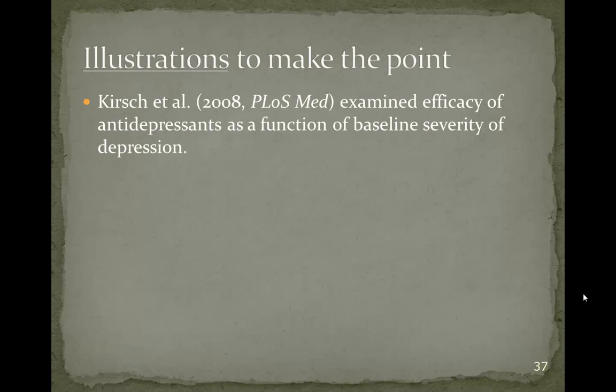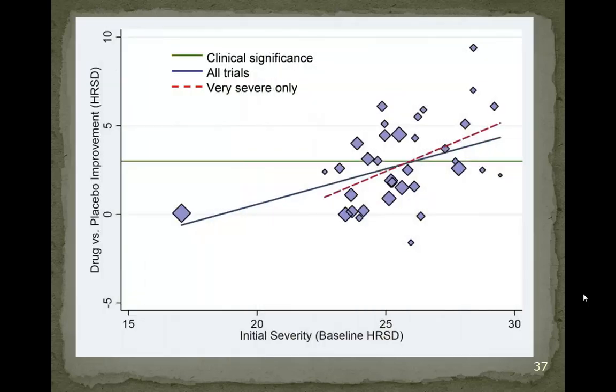Okay, another illustration, we'll spend more time with this one. Kirsch et al. looked at the efficacy of antidepressants as a function of baseline severity of depression. This is one of the graphs that we published there. We put regression lines in for all trials, and here's one for excluding this trial over here, so those are only the very severe or higher levels of depression. This is the Hamilton rating scale of depression on the x-axis, and this is how much improvement they saw in drug versus placebo. So positive values are actually good. It implies less depression in the drug group compared to the placebo group.